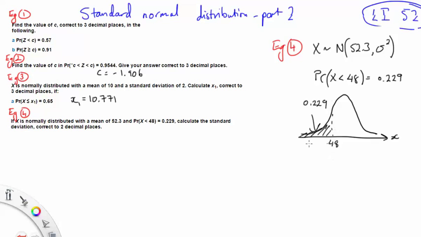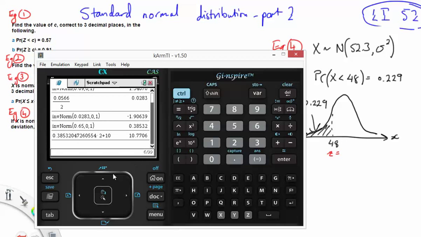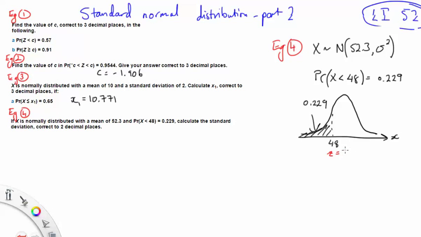Well, we can find a z value there. We can find a standard value. Let's find z using our inverse normal function. So we'll grab our inverse normal and find z for 0.229. So z is negative 0.742144. Okay, so that's the z value.